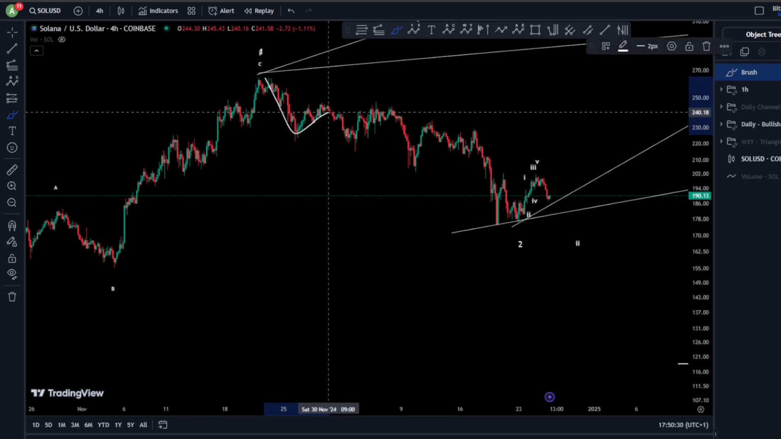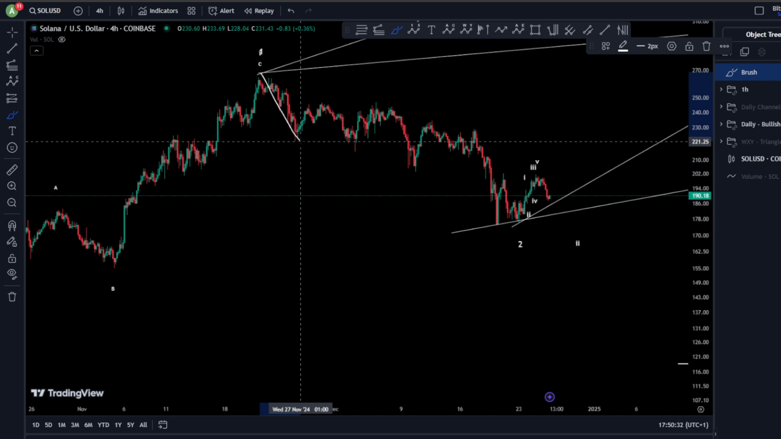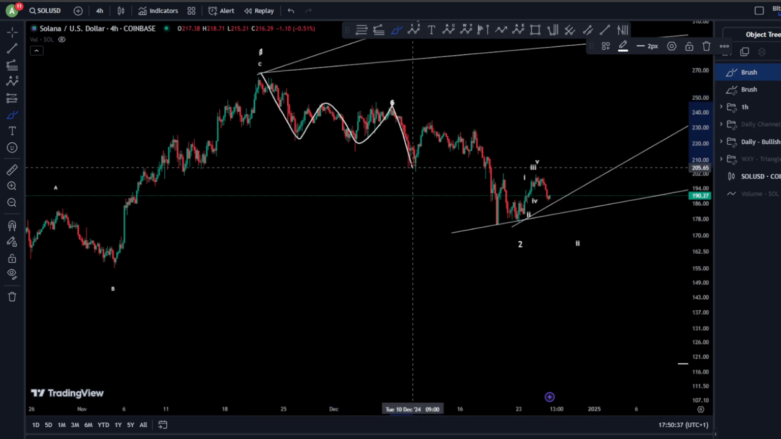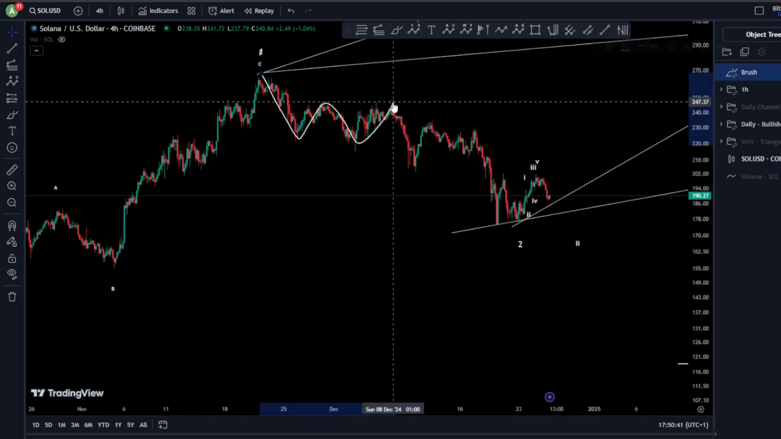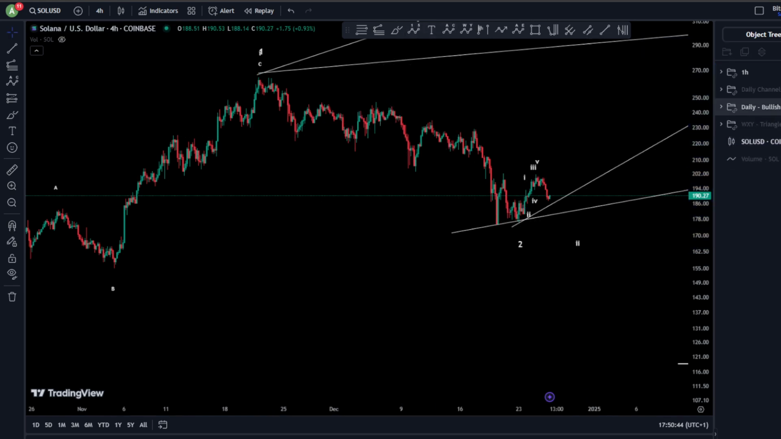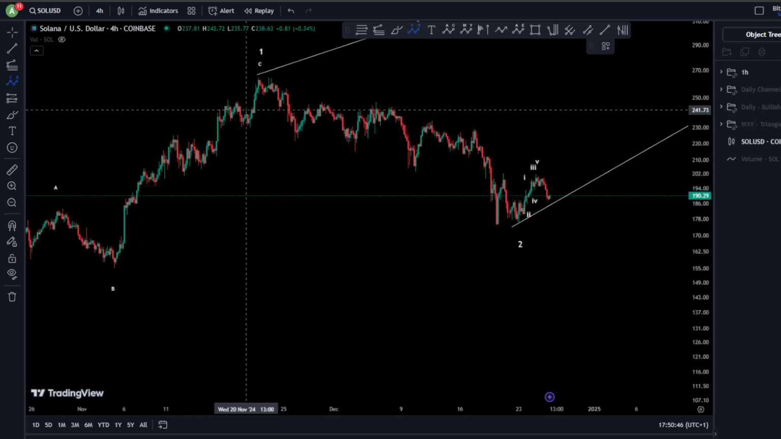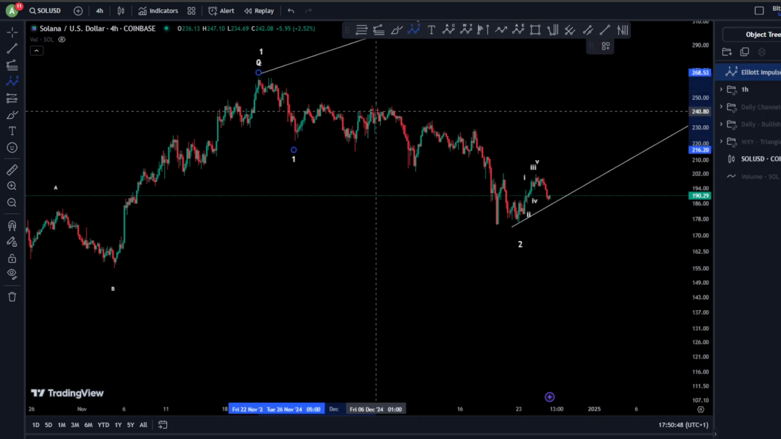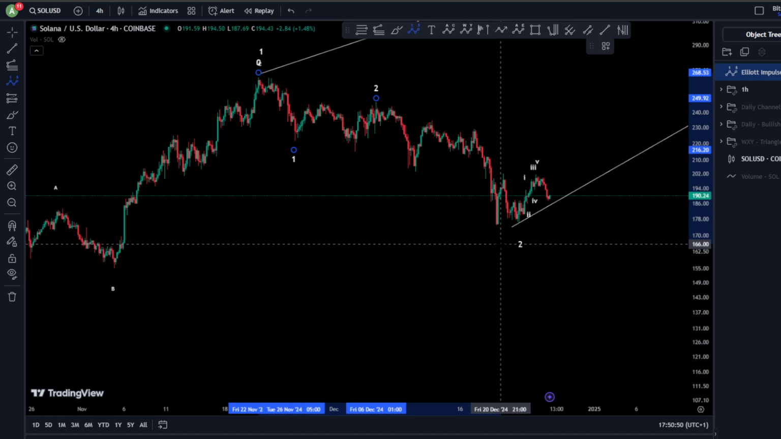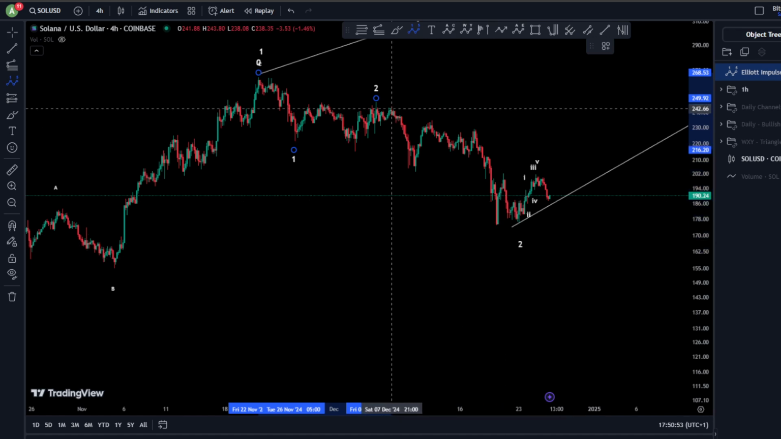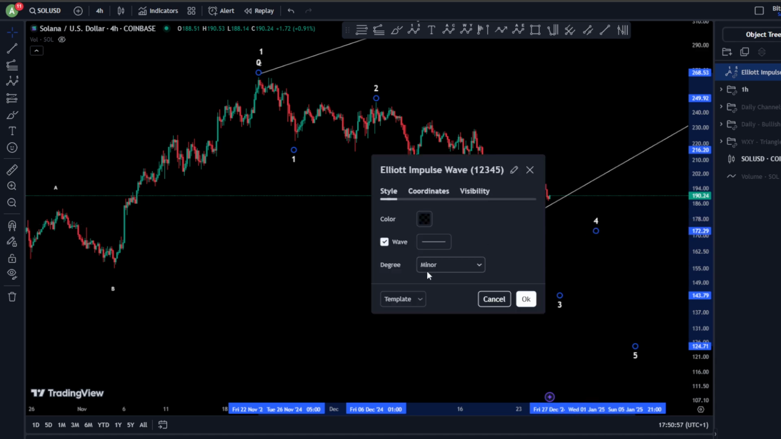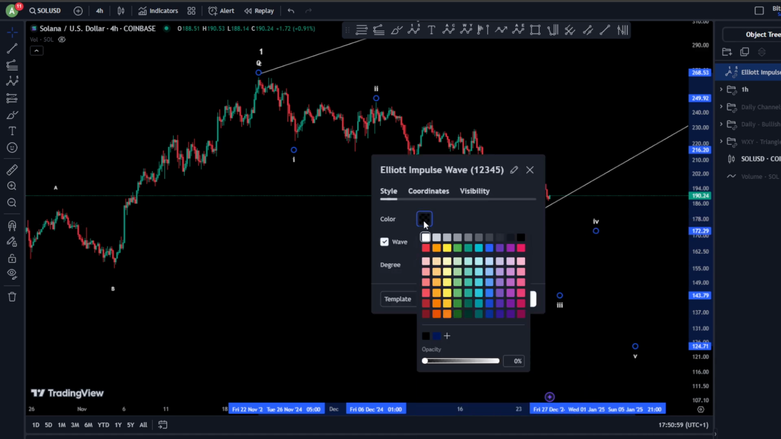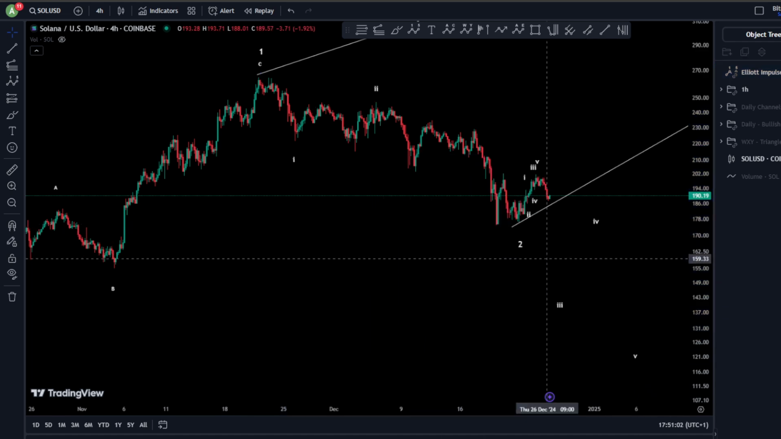So 1, 2, let me explain again. Your wave 2 is A, B, and a C, and then 1, 2, 3, 4, and a 5. By the way, let us label this because it's very important to not forget it. So here we go. We have 1, 2, probably your wave 2 is here. This might be your wave 1, 2, 3, 4, 5. Your wave 3 not finished yet, right? Let's put it in orange.